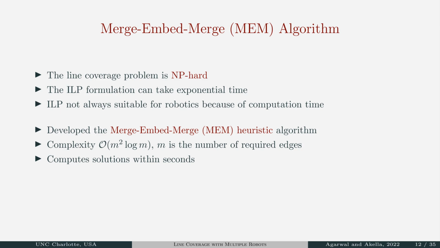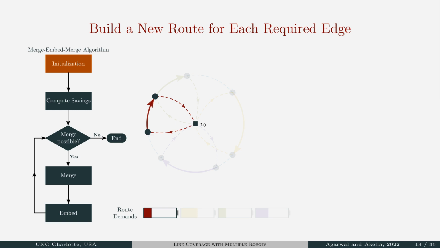The line coverage problem is NP hard, and solving the ILP formulation to optimality can take a long time. This is not suitable for robotics applications that require rapid solutions. Hence, we developed the Merge-Embed-Merge heuristic algorithm, which has a polynomial time complexity and computes solutions within seconds. Let's look at the Merge-Embed-Merge algorithm.